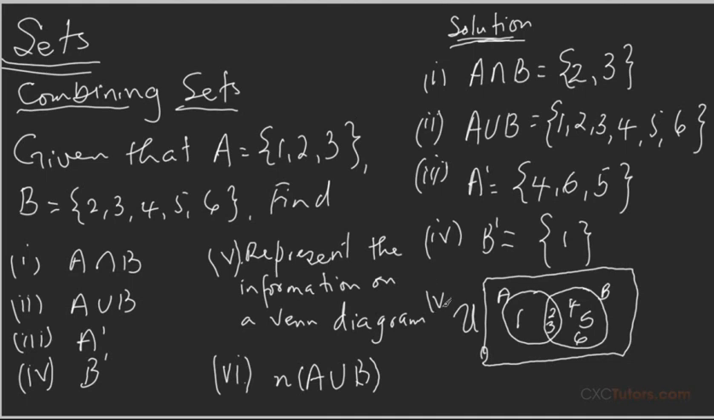And finally, we're asked to state the number of elements in the union of A and B. Now, in this case, since the elements are listed, we can just count the elements to find out the number of elements in A union B. We have 1, 2, 3, 4, 5, 6. So we write the number of elements in A union B, and since we count them up, we got a total of 6. And that is our result for the question.